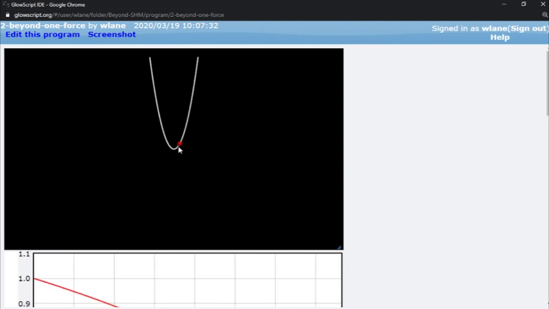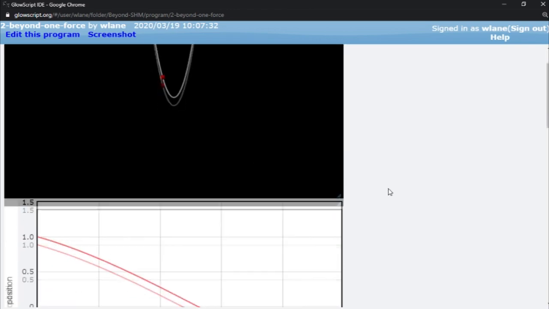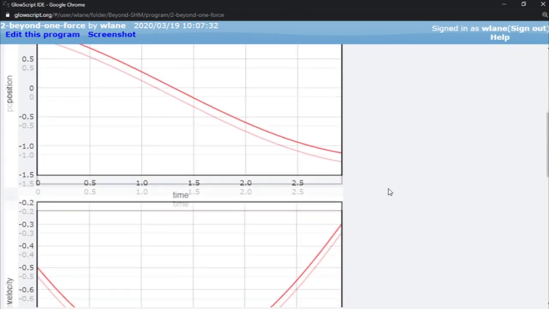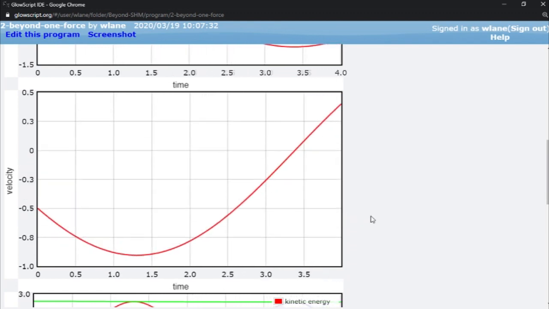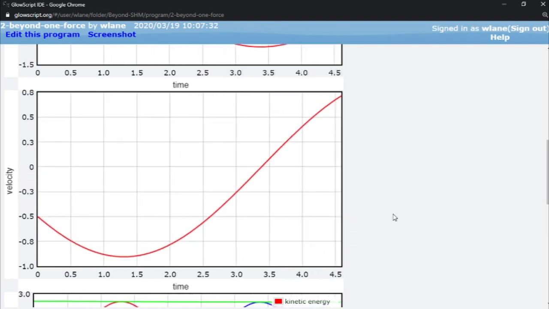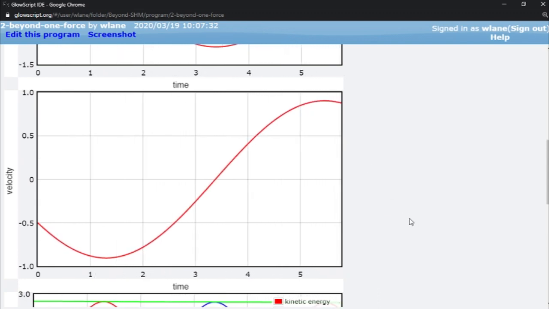So I watch my oscillator here go back and forth. You notice it's not quite picking up as much speed as it did before. In fact, if I look at my velocity amplitude, I'm not quite getting as low as I did the last time. And then I'm not reaching quite the same height that I did.